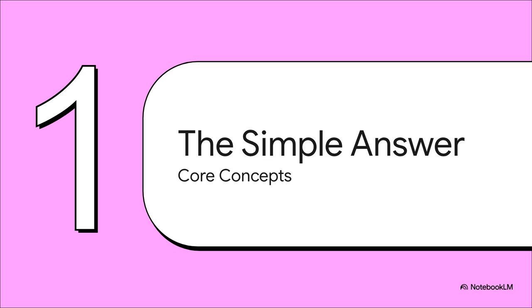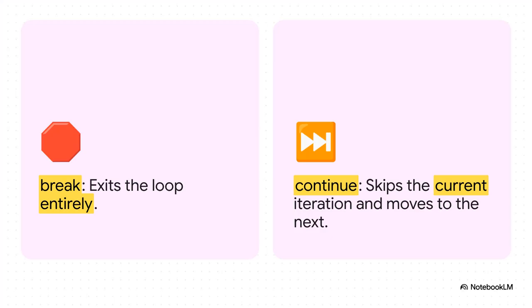Okay, first up, the simple answer. We're just going to lock in the core ideas here. Basic definitions, and a few clever ways to make sure they actually stay in your brain. Break is your emergency exit. You hit it, and you are out of that loop completely. It's over. Done. But continue? That's more like hitting the skip button on a song. You just skip the rest of the current round and jump right to the start of the next one. The playlist, or the loop, keeps on going.